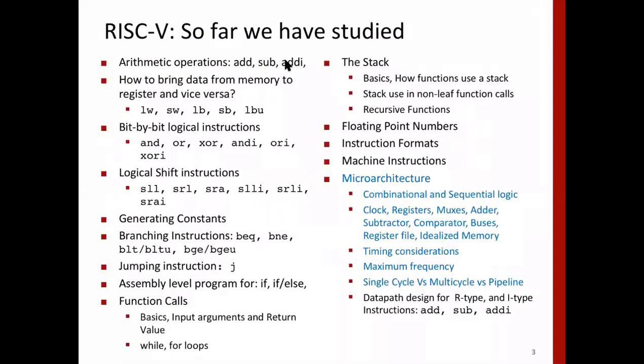So this is all we have discussed so far. We have looked at microarchitecture design, and within that we have looked at single cycle design so far, and we have designed the data path for R type and I type instructions.